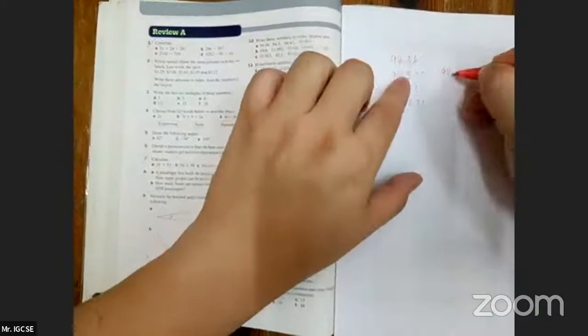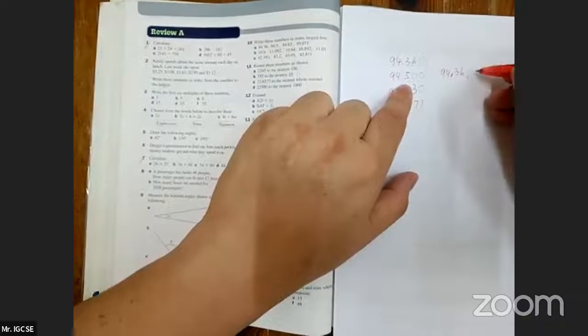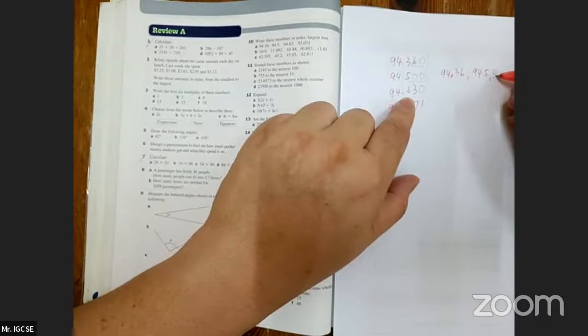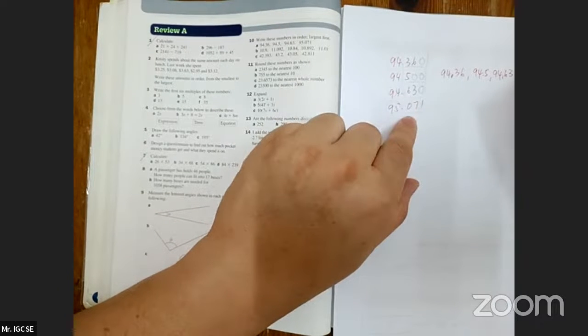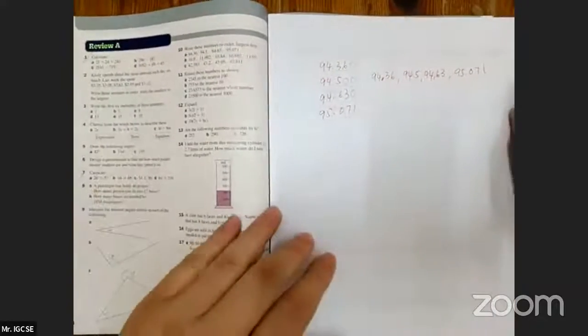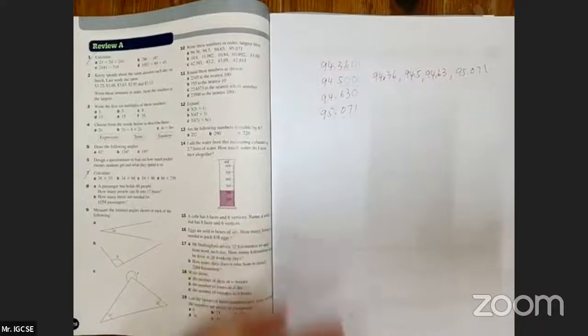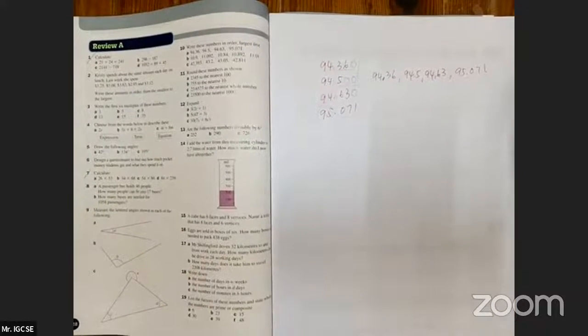So your answer will be 94.36 first. And then the next one will be 94.5. And then 94.63. And the last one is 95.071. This is how you arrange your answer. The important thing is that you need to do that.